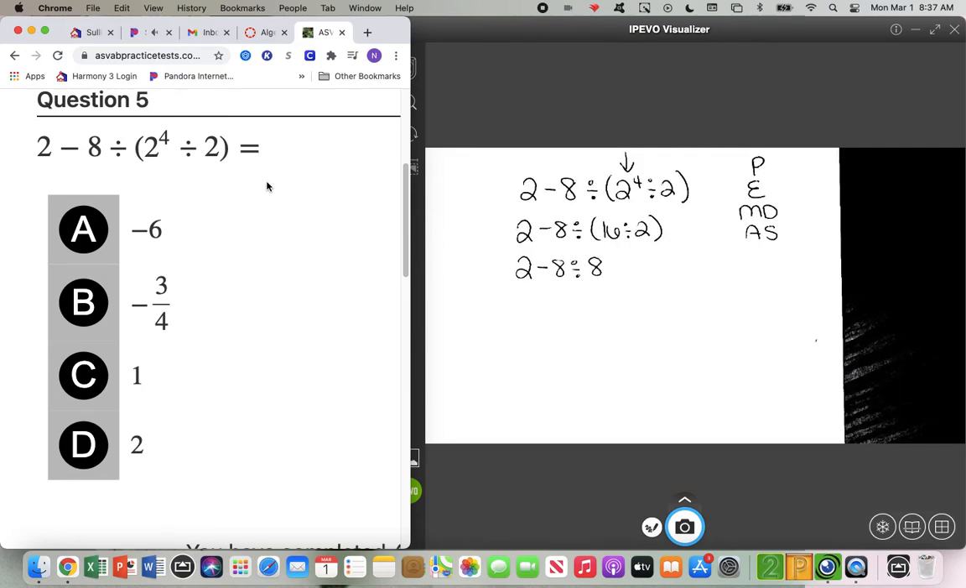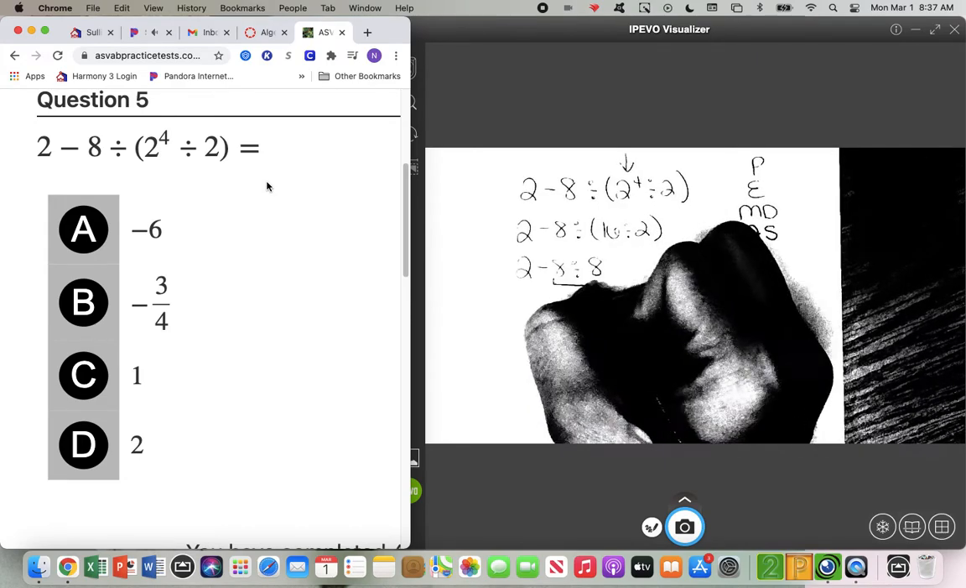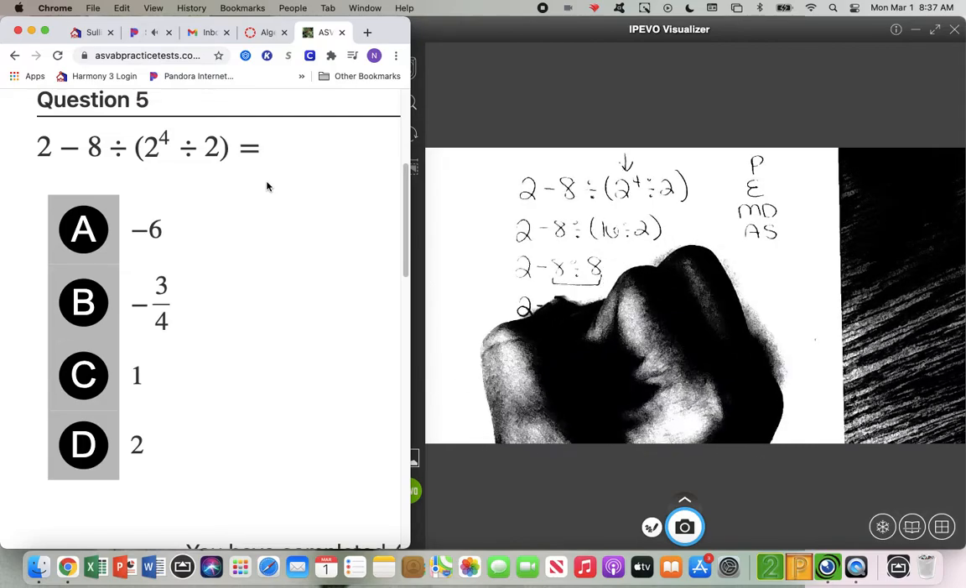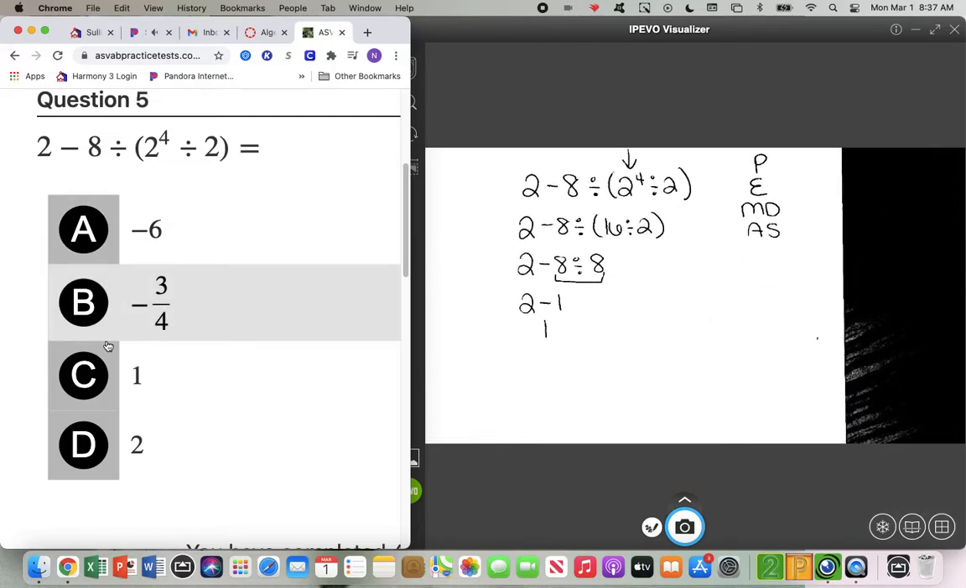So now, do I subtract or do I divide next? Now say, if you marked B, I think you subtracted first. So on this one, you want to do 8 divided by 8 first. So then it's 2 minus 1. And so the correct answer is 1.